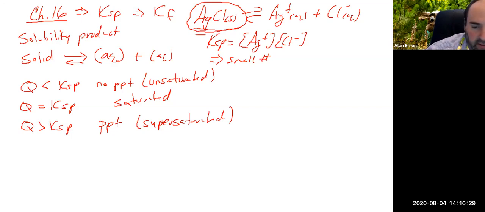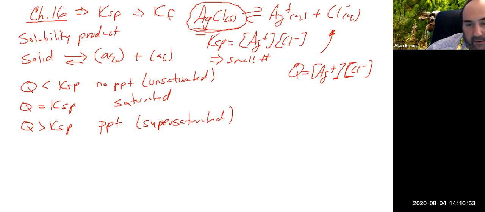Now, a reminder that Q here is the same Q as everything else that we've used it for. So if we were going to do Q for this one up here, it would be the concentration of silver times the concentration of chloride. So again, we calculate Q the exact same way as we calculate any K, basically KSP or whatever it may be, and we can use that.